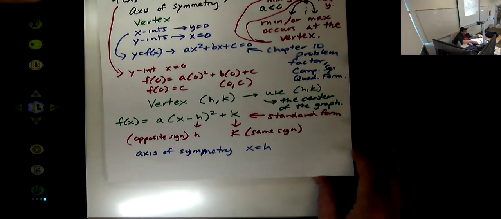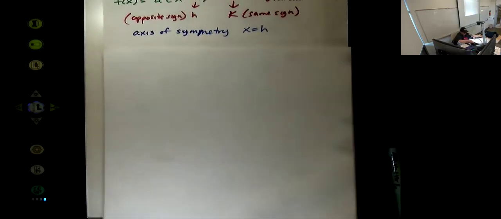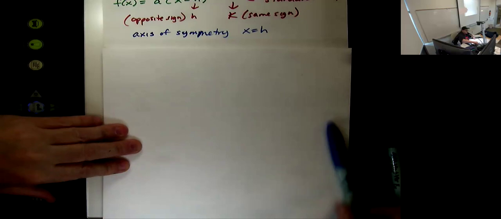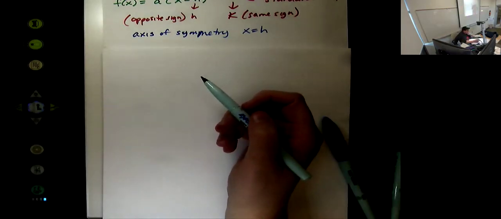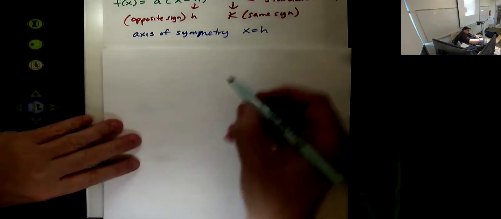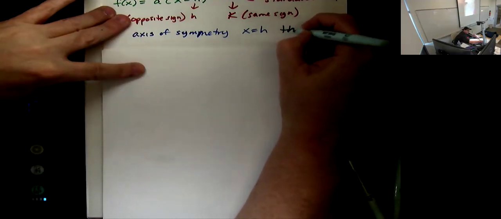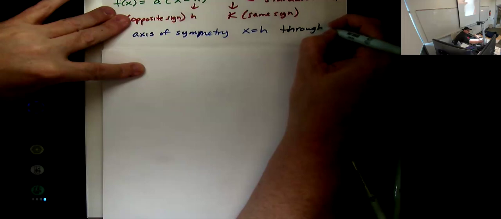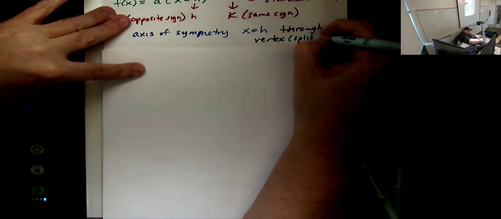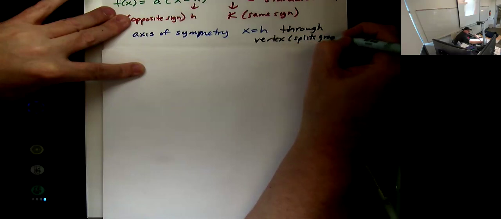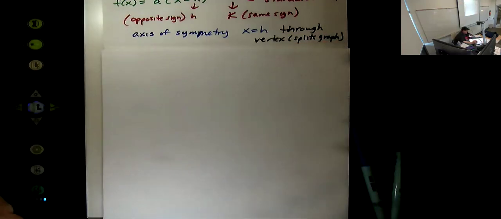Here's ready for some examples. Yes. The axis of symmetry just goes straight through the vertex, right? Yeah, it's right through the vertex. And it splits the graph. All right.